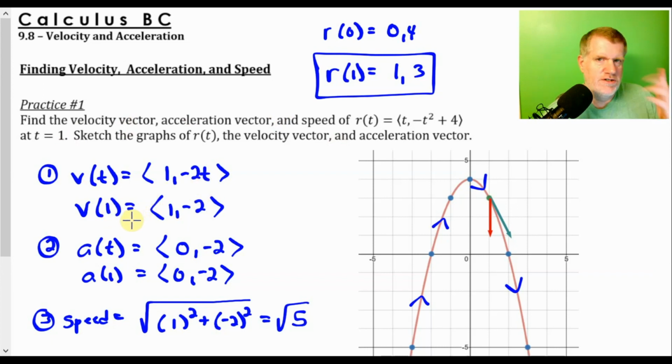All right. If you think about it, it's a parabola, right? The parabola is in motion that way. It's always being pulled down. Okay.